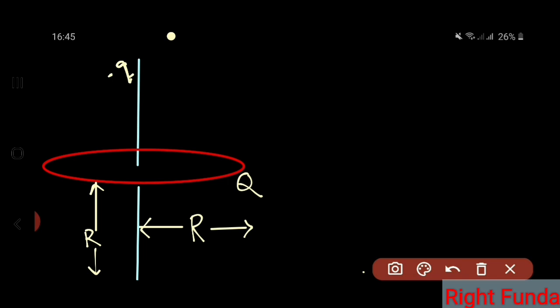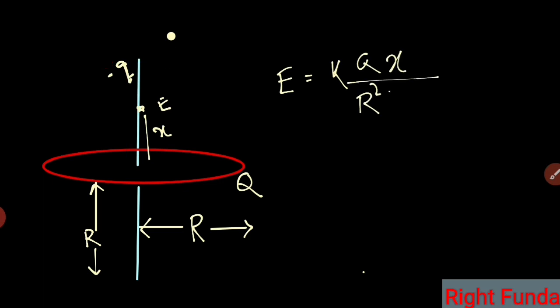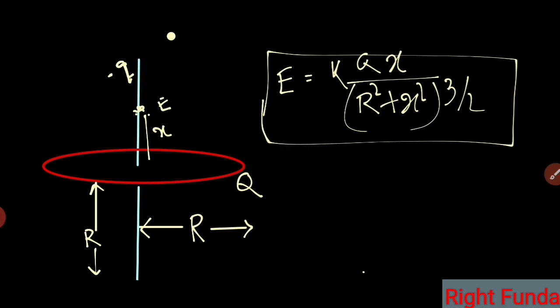Let's see. One thing we know is the force at any point on the rod, at a distance x from the center of the ring. The electric field here is given by E equals kQx divided by (R square plus x square) to the power 3/2. This we know, the electric field on the axis of the ring, and any charged particle placed there will experience a force due to this electric field.